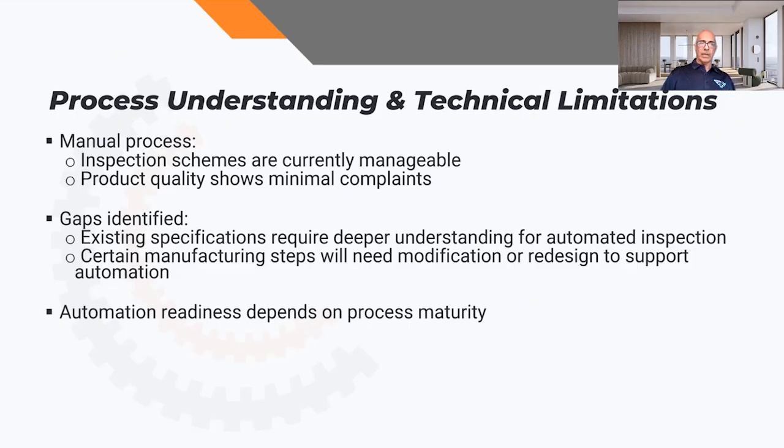So on the manual side, a human hand can take it, move it around, look inside holes and this and that. The inspection schemes currently are manageable, and the product quality shows minimal complaints, let's just say. However, once you go into semi-automated and you're using automated inspection and manufacturing techniques, now you need to figure out where the gaps are. So the existing specifications may require a deeper understanding for the automated inspection, and certain manufacturing steps will need to be modified to redesign for automation.